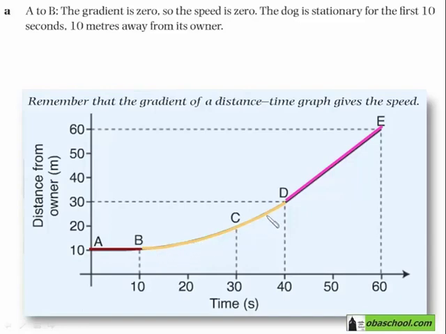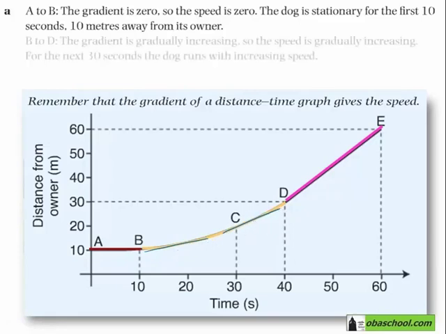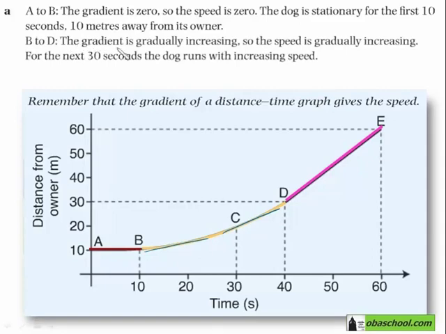Now, from point B to point D, if we draw a tangent, it will increase its gradient. Notice that if we draw a tangent, it will be like this. Then it will increase in this way. So the gradient is increasing. Therefore, from B to D, the gradient is gradually increasing. Since the rise is increasing, so the speed is gradually increasing. For the next 30 seconds, the dog runs with increasing speed, which means between the time 10 seconds to the time 40 seconds, the speed is gradually increasing.